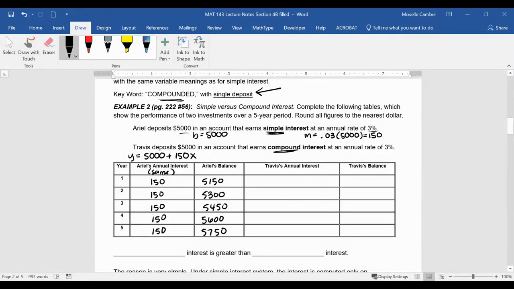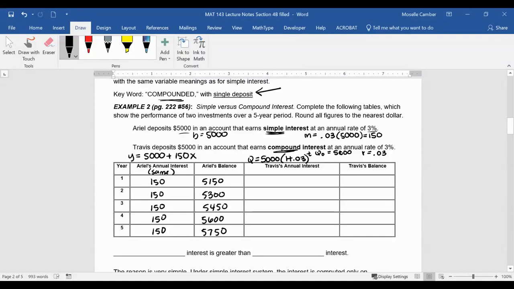Now for annual interest for Travis, because it's compounded, that's going to be your exponential. So again, if we want to use the original equations, we can do that. Our Q naught, our initial, is going to be 5,000. My rate is going to be 0.03. So we'd have Q is equal to 5,000 times 1 plus 0.03 to the t, where t is the number of years.